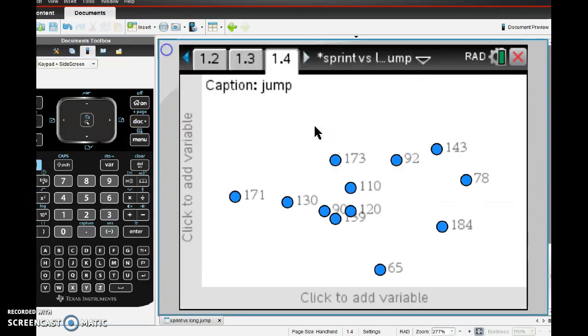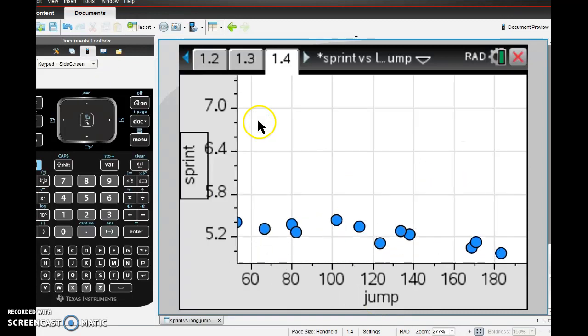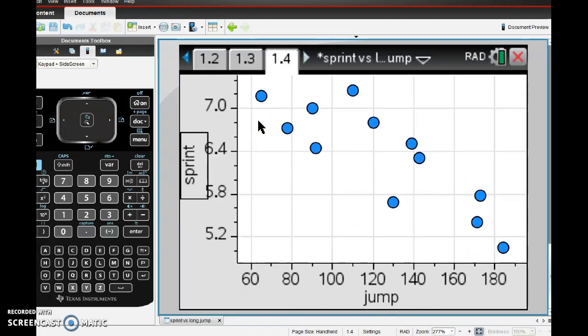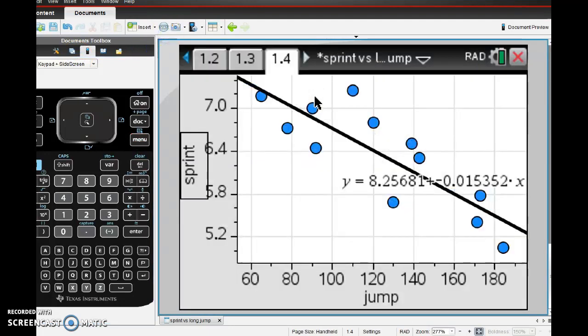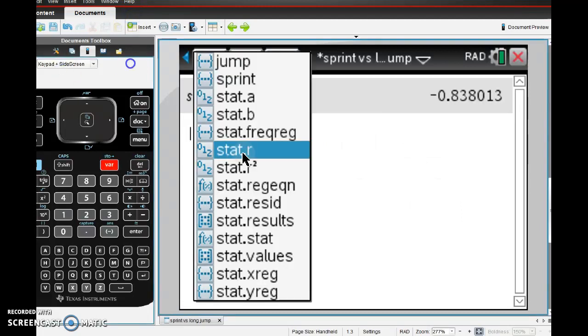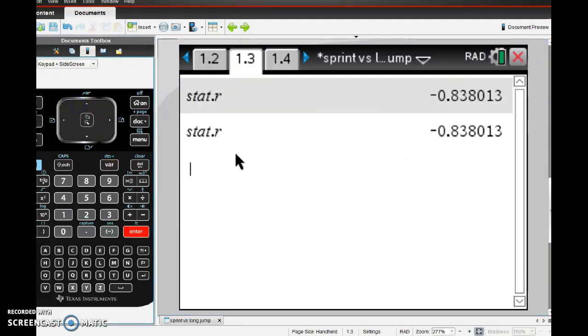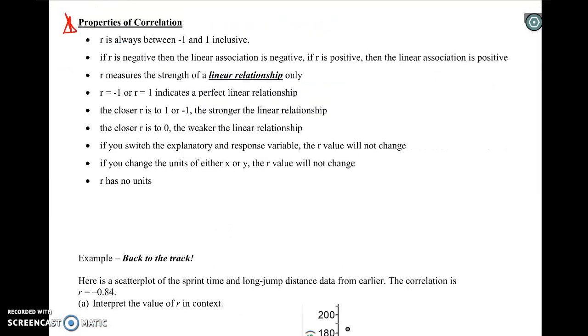So I guess what I wanted to illustrate to you was if I do a new graph and if I put jump on the x and sprint on the y, if I switch around my variables, run the regression model again, I get a different equation, but if you look at that R value, you're going to see that it's the exact same thing. So it doesn't matter what the x and y are.